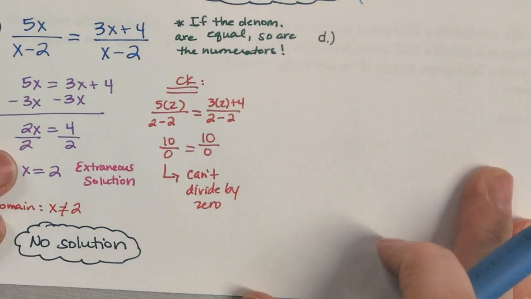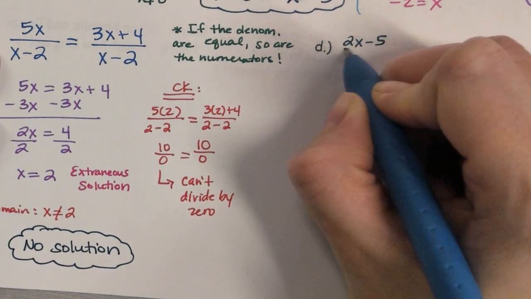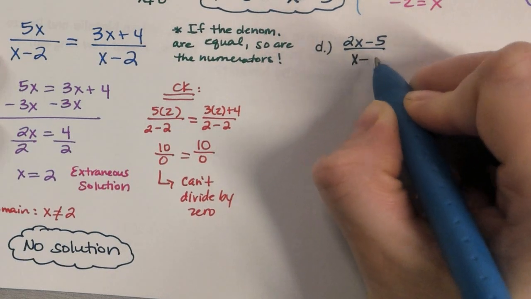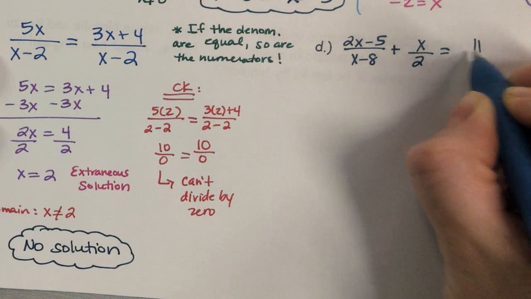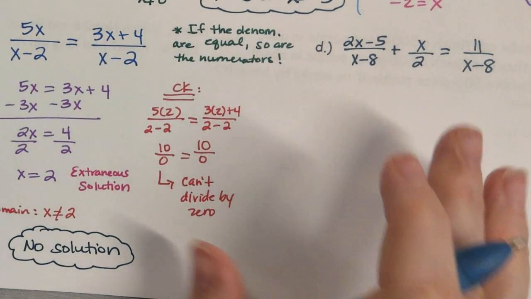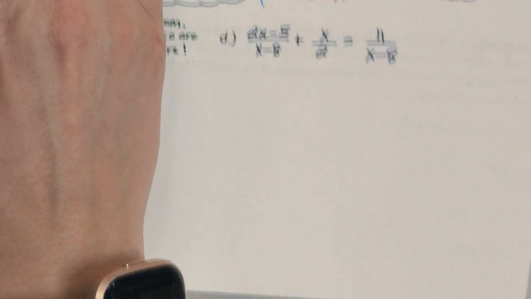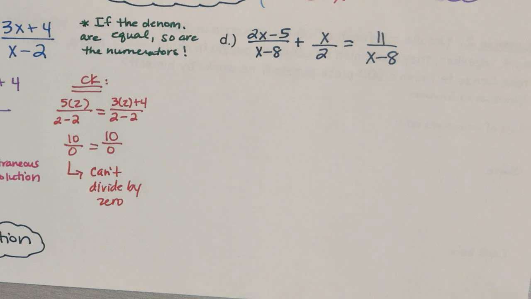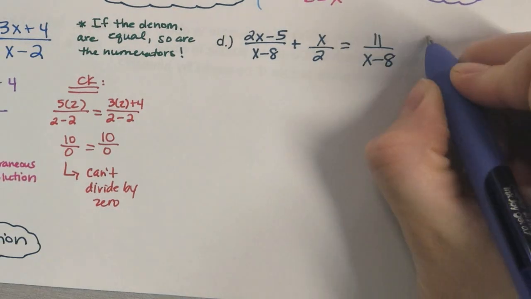All right. One more. 2x minus 5 over x minus 8 plus x over 2 equals 11 over x minus 8. So this is another one where I want you to try the process where you multiply each side by the LCD. Okay, and let's identify what the LCD is.